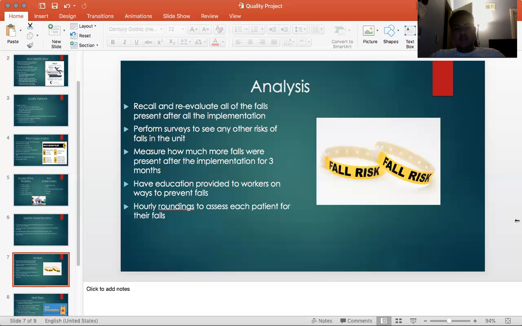Next is having education provided to workers on ways to prevent falls. Just providing teaching to them can help prevent falls. Hourly rounding to assess each patient for their fall risk is an important one.